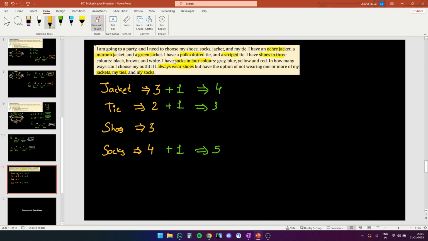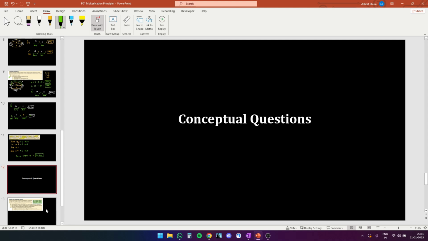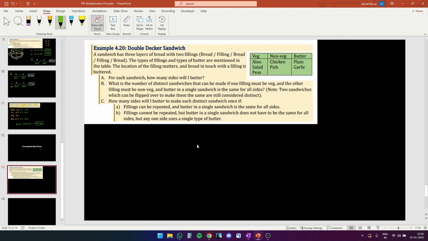So according to the multiplication principle, we need to select one from everything. So we'll simply multiply all of them. So the answer is going to be 4 times 3 times 3 times 5. So 5 4s are 20 and 3 3s are 9. So 180 ways. Okay. So this is a very good question to understand more on the multiplication principle.